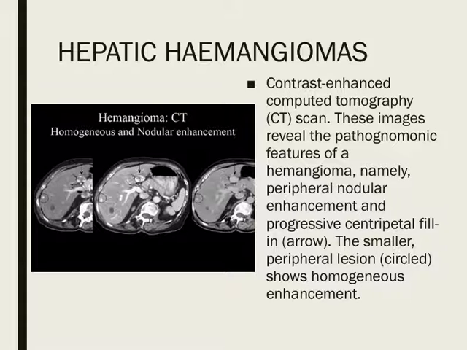So when you do the three-phase dynamic study, it characterizes the lesion properly for you. When you look at it very well, there's a small lesion with peripheral enhancement. Then it increases in enhancement and then completely gets enhanced. The smaller lesion that was in the periphery also enhanced, but because it was small, everything enhanced and then it washed out quickly. So these are some of the ways that you can use your three-phase liver study to characterize some of your lesions.